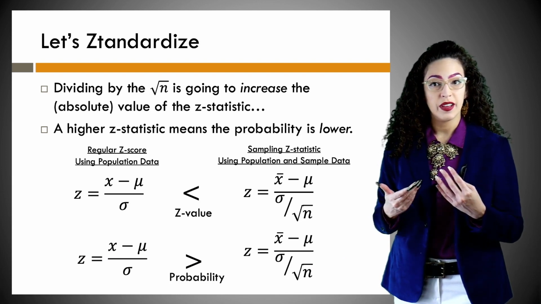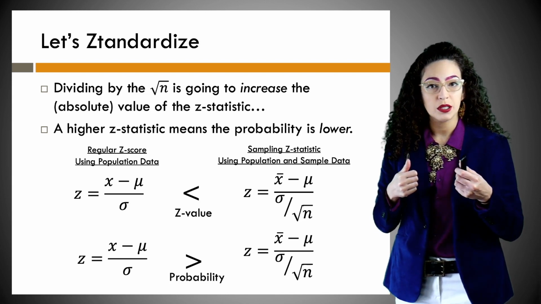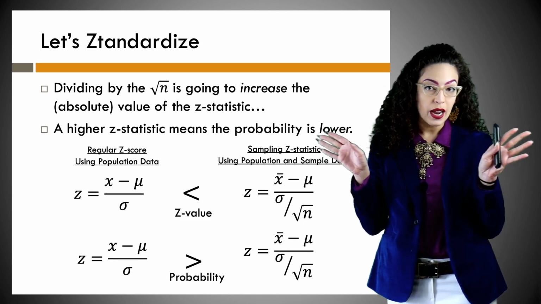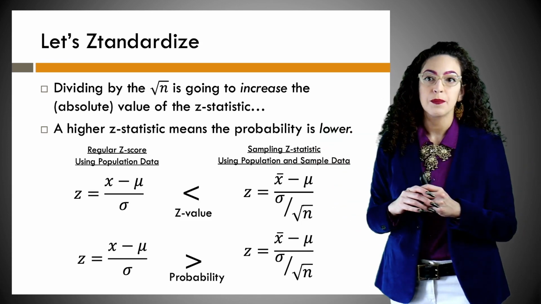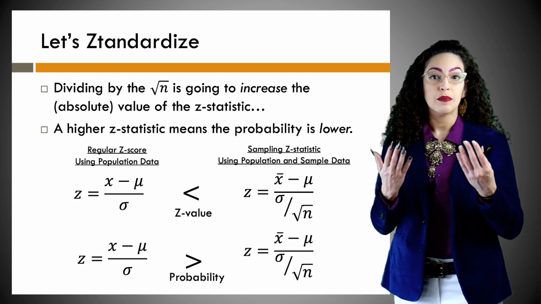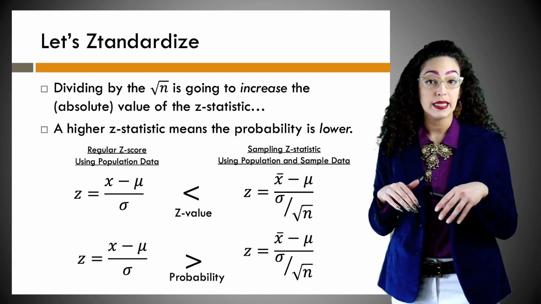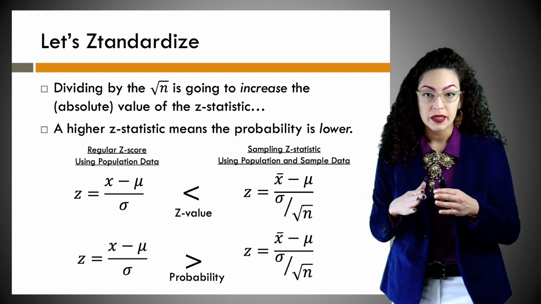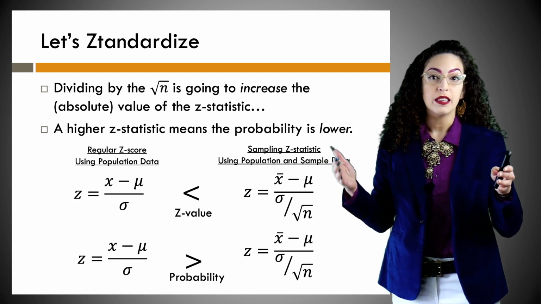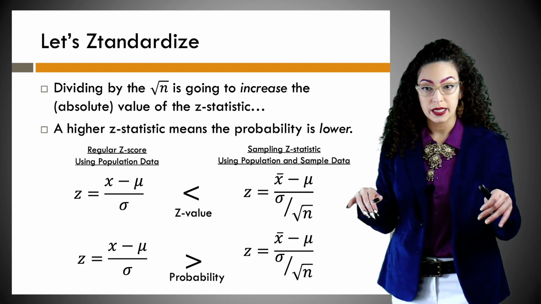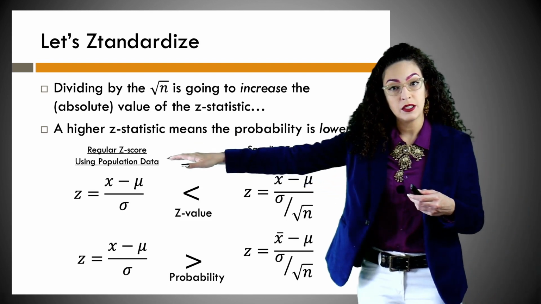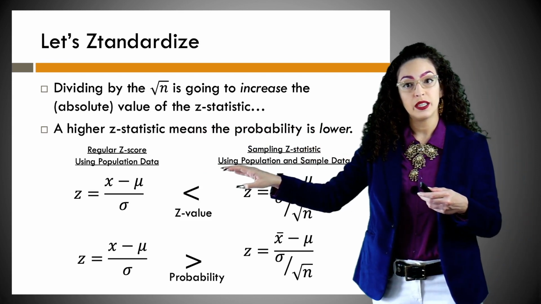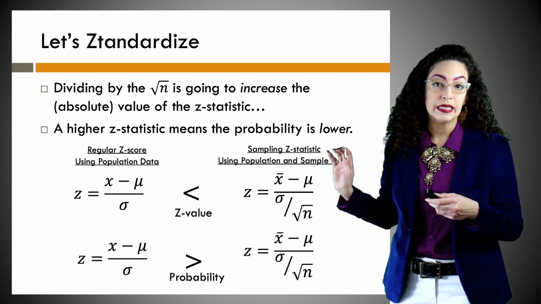By dividing by the square root of n, it's going to increase the absolute value of your z-statistic. It's going to push it further out into our distribution, into those smaller little tails. A higher z-statistic means a lower probability. And when I say higher, I do mean an absolute value. So it could be a really big negative number or a really big positive number. But the further out it goes on our curve, the lower the probability is going to get. So again, with our regular z-score versus our z-statistic, the z-value is going to be bigger for the z-statistic.